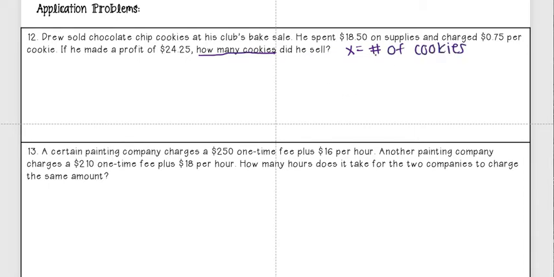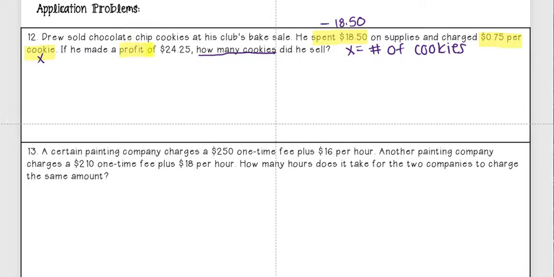Okay, now I'm going to look at some of the numbers that are in my equation. So I know he spent $18.50 on supplies. And since he spent it, I know that's taking away from his profit, so that's really going to be a minus $18.50. But then he charged 75 cents per cookie. Well, I know the number of cookies is x, so that's going to be an x there.